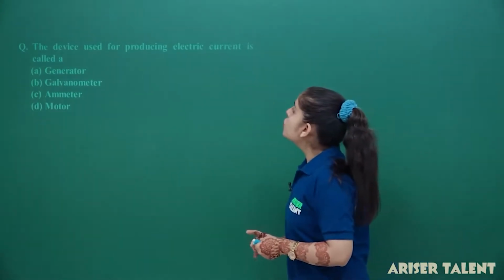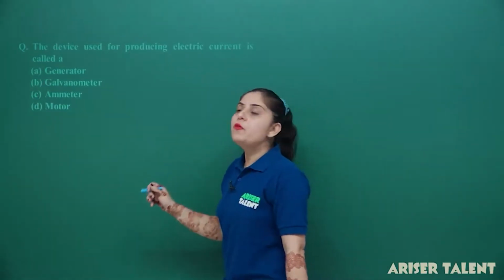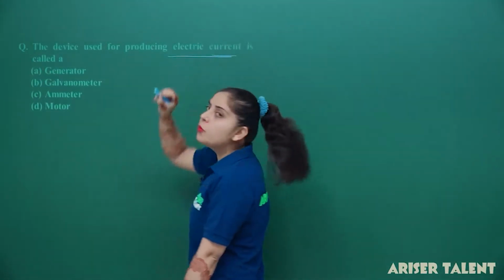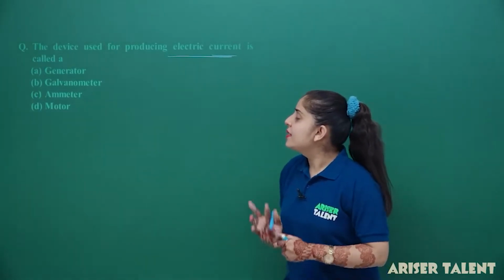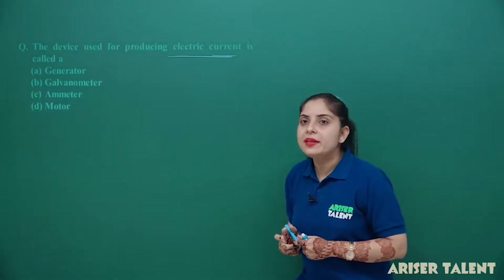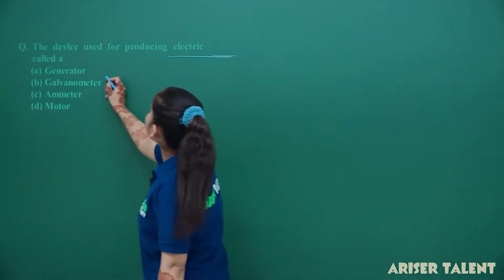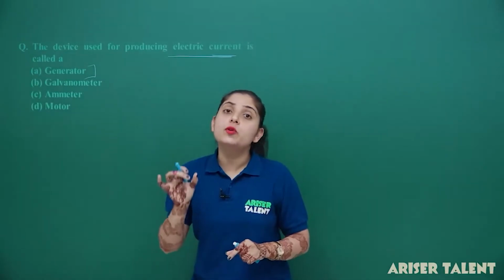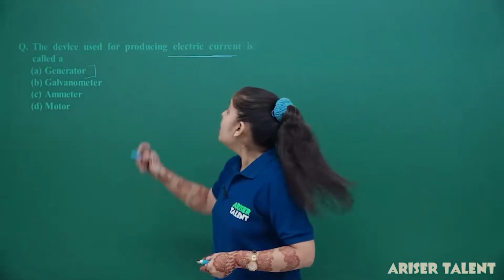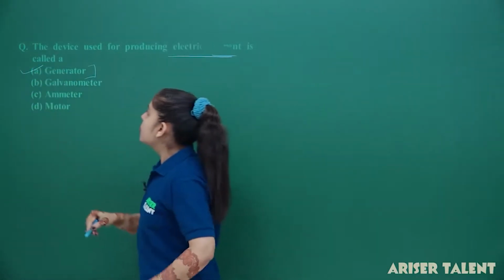The device used for producing electric current is... Now, you have to find out the device which is used for producing electric current. The options are generator, galvanometer, ammeter or motor. The generator is a device used for producing electric current, because galvanometer and ammeter are only devices used to detect current. They are not used to generate any current. So I can say that generator will be the correct option.